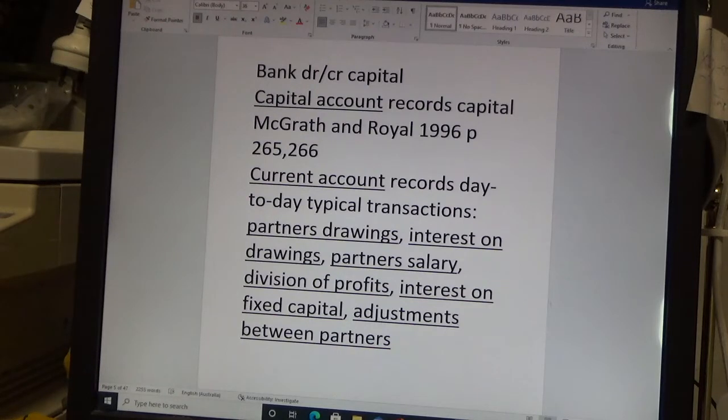So you've got a current account which records day-to-day type operations, typical transactions, things such as partners' drawings, interest on drawings, partners' salary, divisions of profits, interest on fixed capital, because they would get interest paid to them because of their capital contribution, and adjustments between partners, whatever they might be.